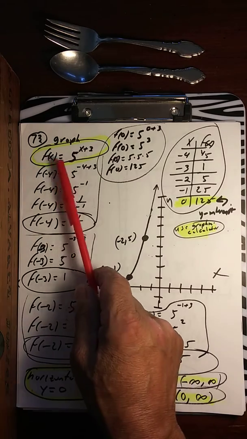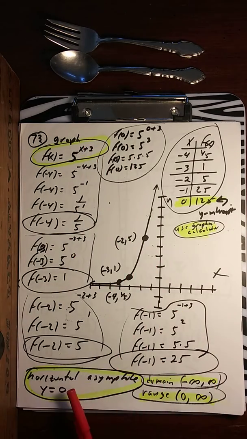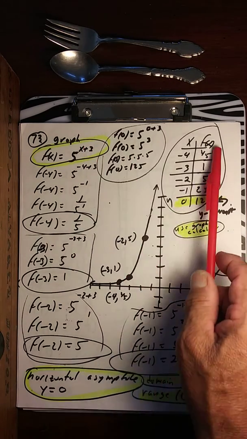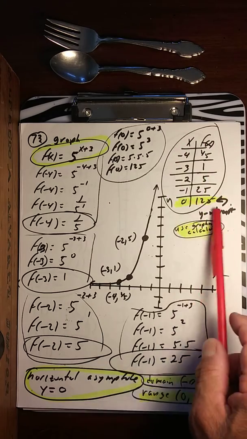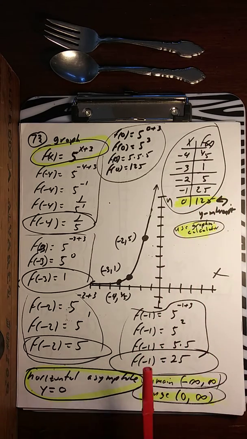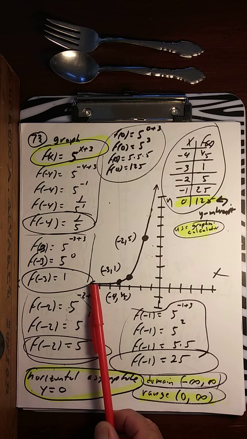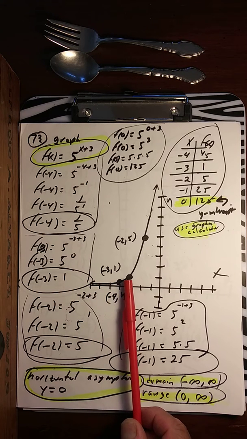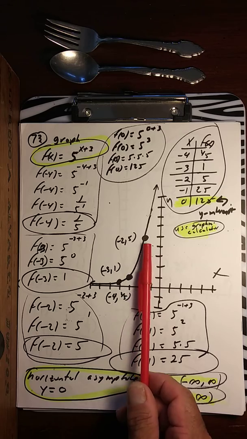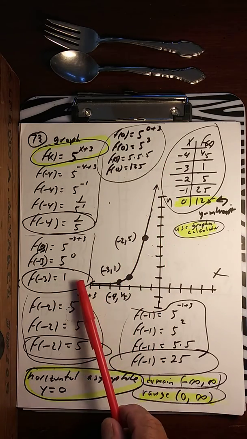Graph f of x equals 5 to the x plus 3. You can use the graphing calculator, of course. Here are some points. From the graphing calculator, you can use trace. What's going to happen is the graph's going to start slow at -3, 1, -2, 5, and it's going to go up and keep going up. It's going to start here and then go up.